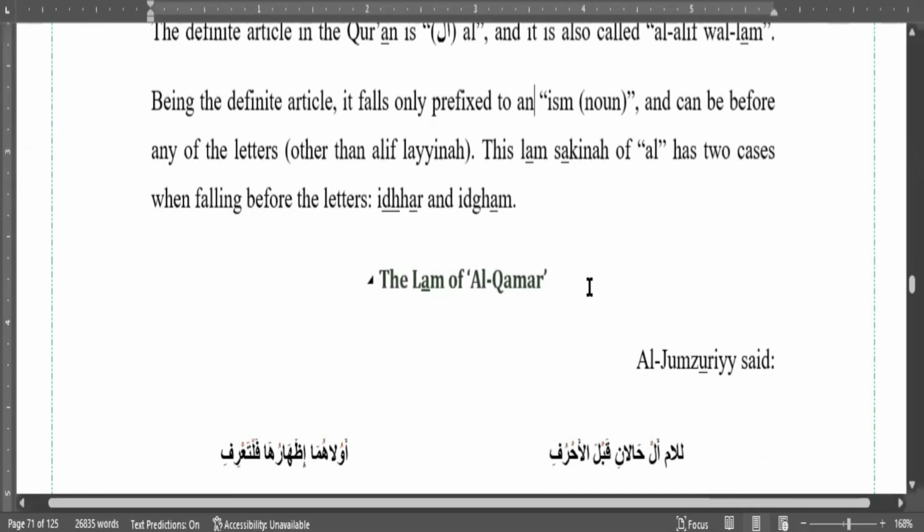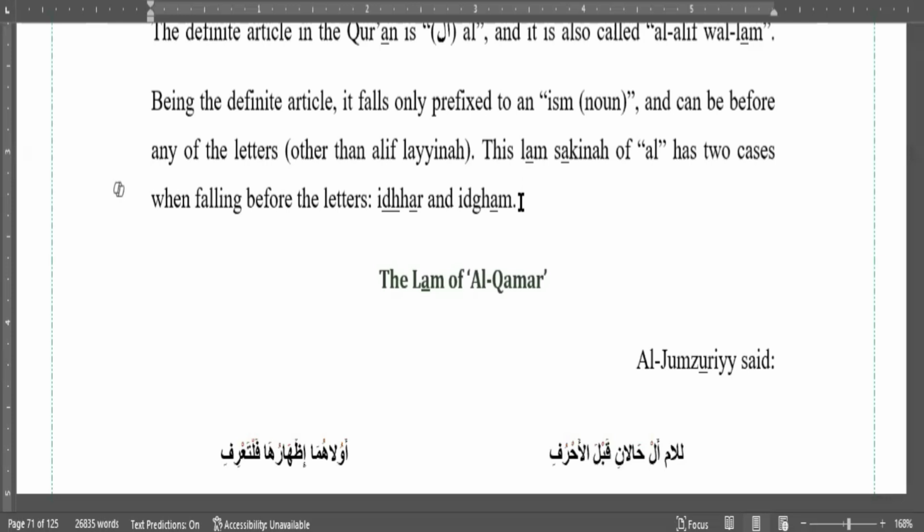This lam sakina of Al has two cases when falling before the letters: Izhar and Idgham. So then, if we wanted to look at some of the cases of tajweed from another perspective, see how we went through chapter of noon, chapter of meme. Now we're on chapter of lam, etc. We're going to go to chapter of ra. So if we want, we can do a different way. We can look at chapter of Izhar.